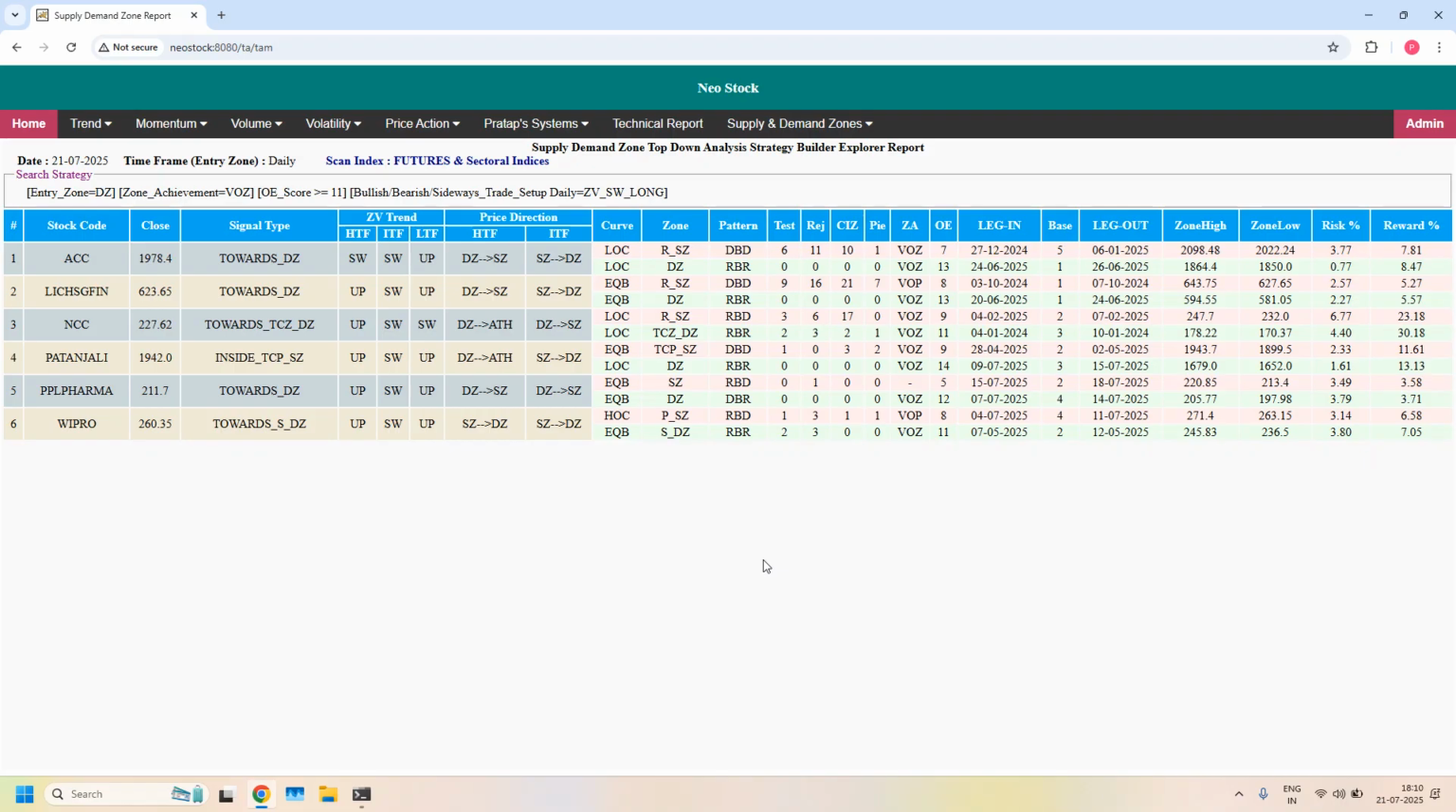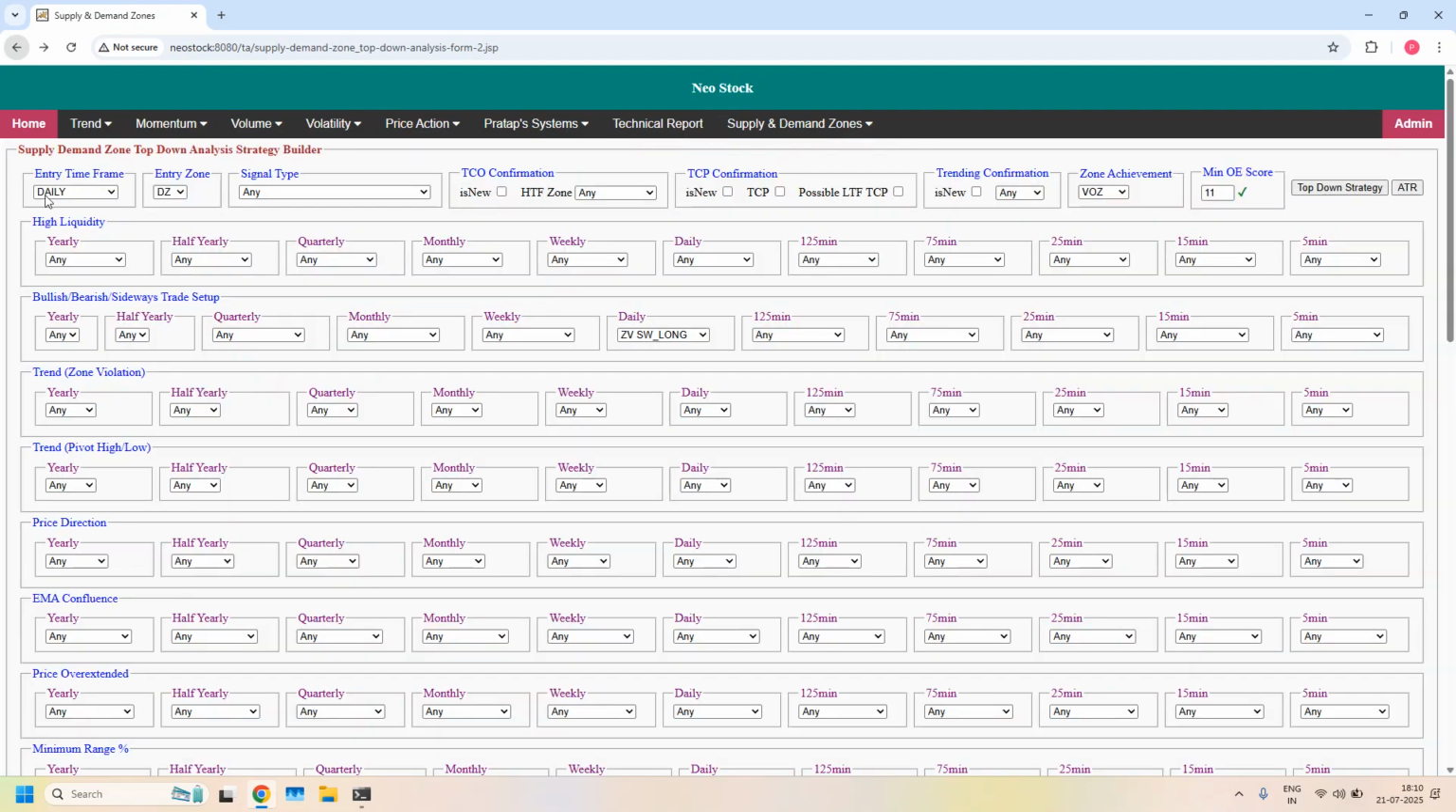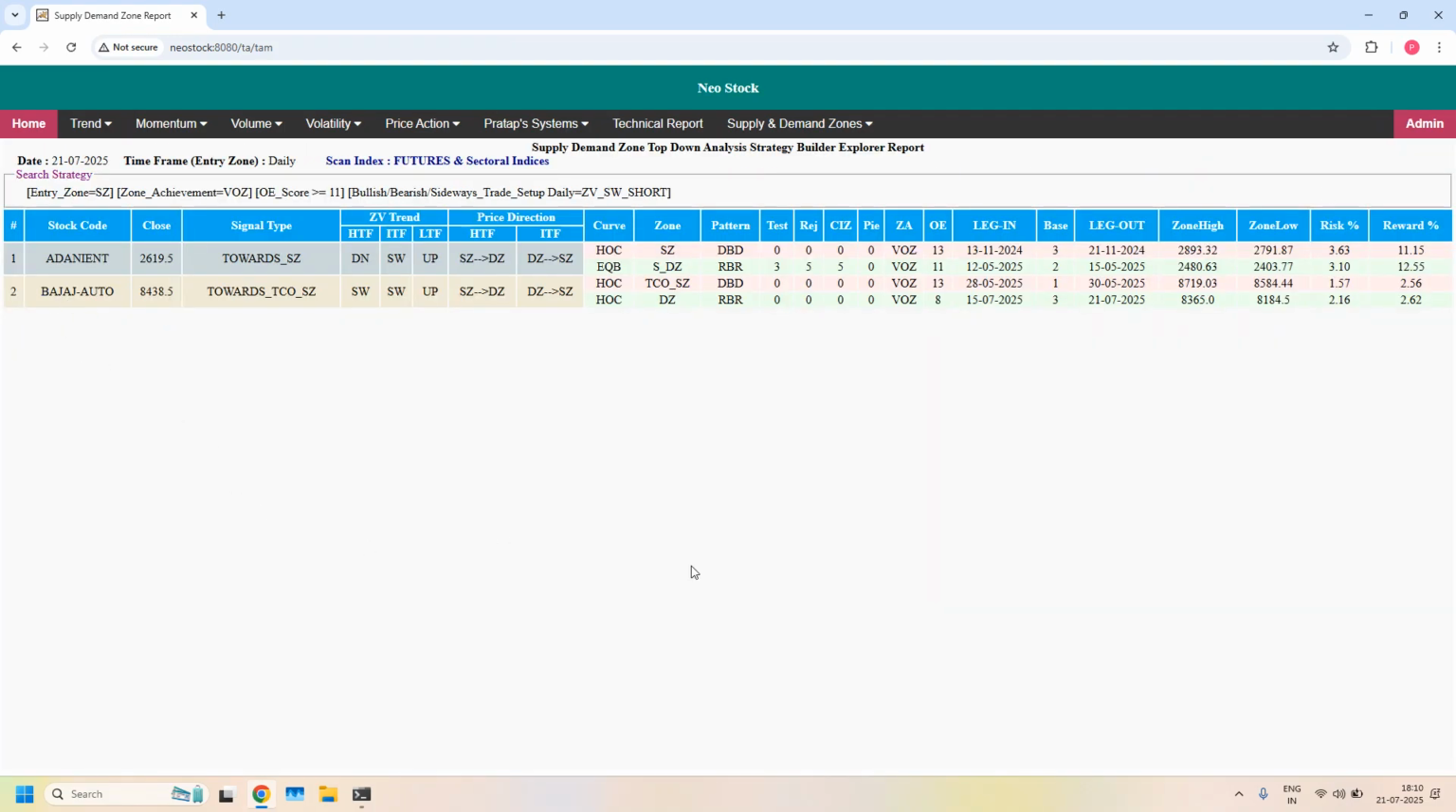Okay, next, the sideways short trade setup for monthly income trade. The changes are daily supply zone, a daily time frame, and another change, sideways short trade setup. Now this time both these filters are applied to daily supply zone. Let's filter. We got two stocks. Sideways short trade setup for monthly income trade, and entry time frame is daily supply zone. We got two stocks.